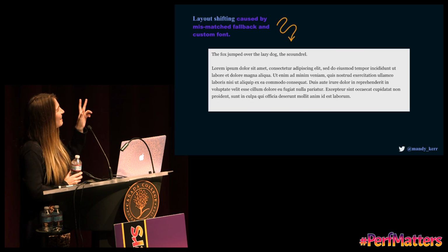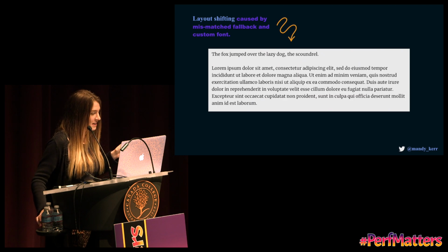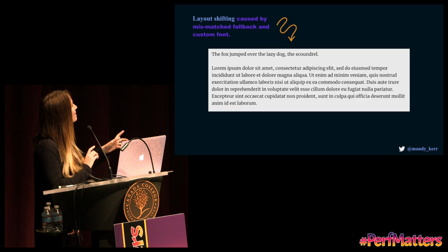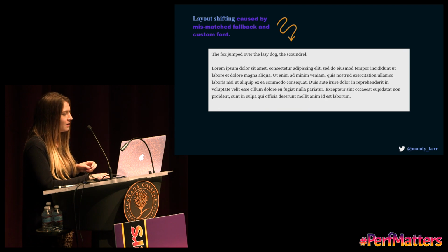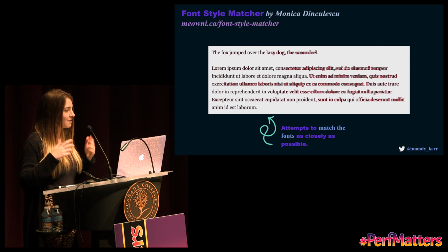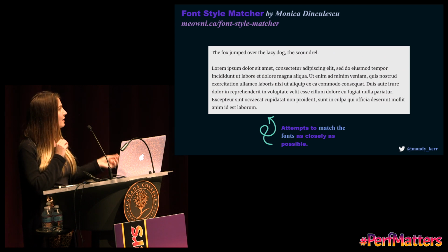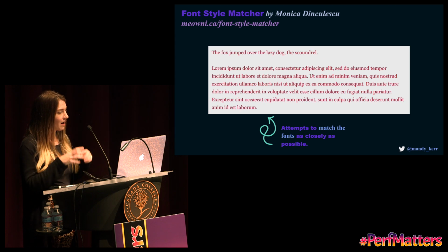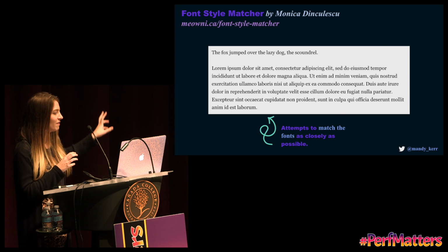So, much like that awkward Jello example and my awkward presenting, when you swap between the fallback and the custom fonts, we can often see effects where the layout is shifting between the different sizes of the fonts. Now, Monica, who I'm sure everyone has heard of because she's amazing, made this really great font style matcher that lets you modify line height and size and letter spacing to try and match our system fonts to our custom fonts to try and reduce that layout shifting. So it doesn't move as much as the previous example.